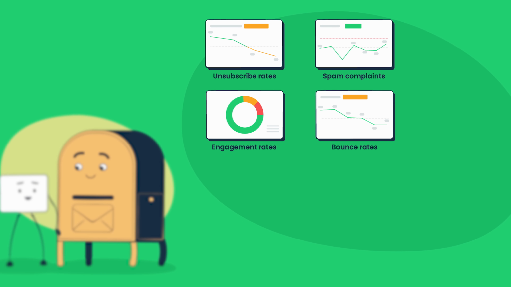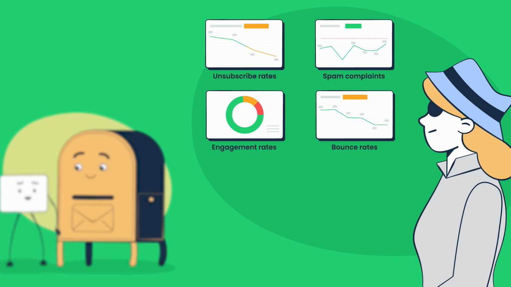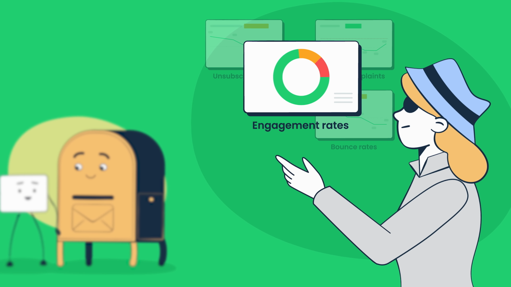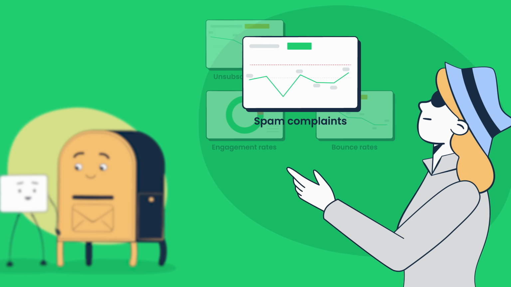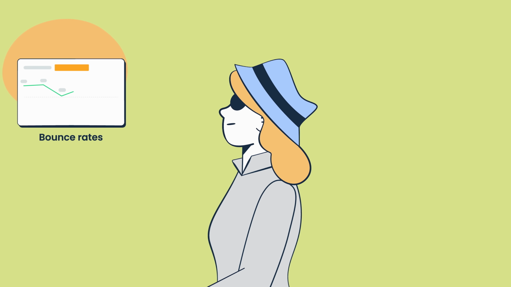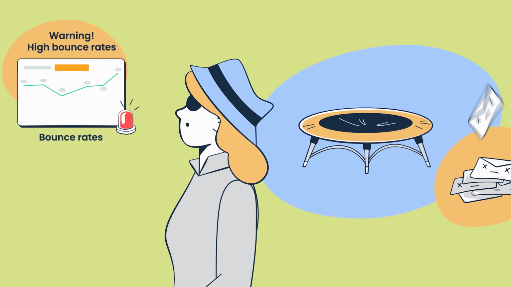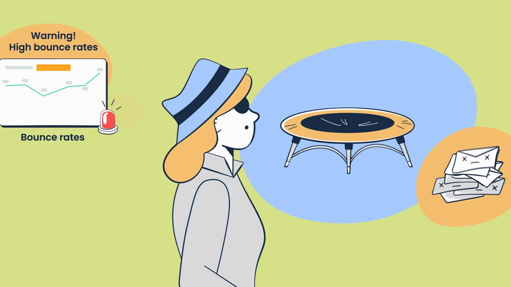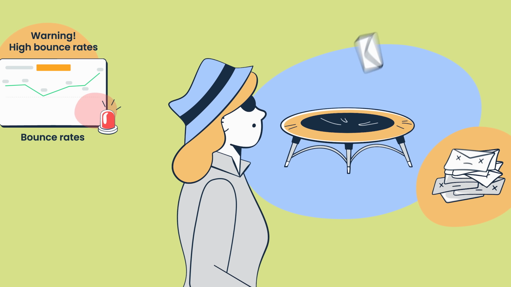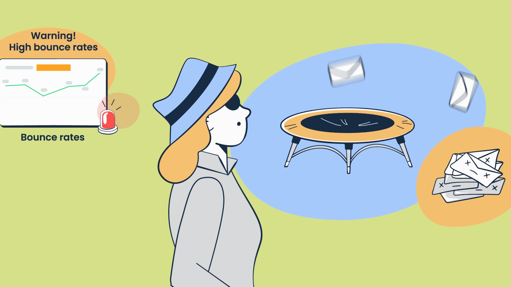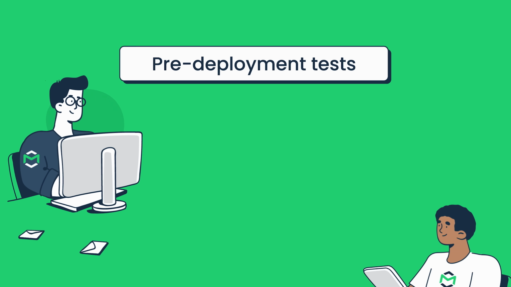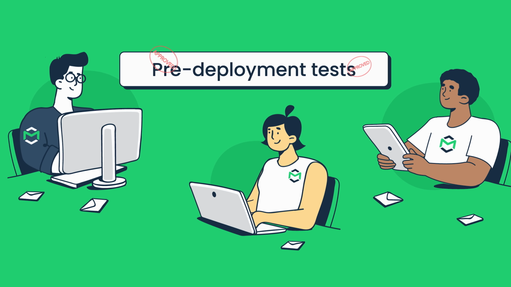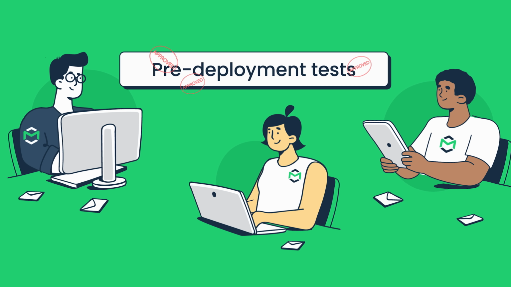Post-deployment testing takes place after the emails are sent to the recipients. It involves monitoring important metrics such as bounce rates, engagement rates, unsubscribe rates, and spam complaints. If any of these metrics spike or plunge unexpectedly, you can go back and implement the necessary fixes. For example, if you notice excessive hard bounces, you can validate your list once again to remove those pesky invalid addresses. Our deliverability experts recommend running both pre-deployment and post-deployment tests to avoid potential deliverability issues and implement the necessary fixes quickly and effectively.